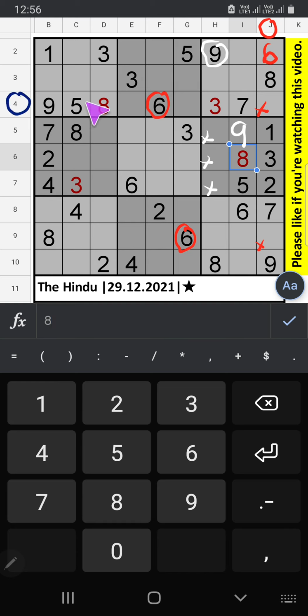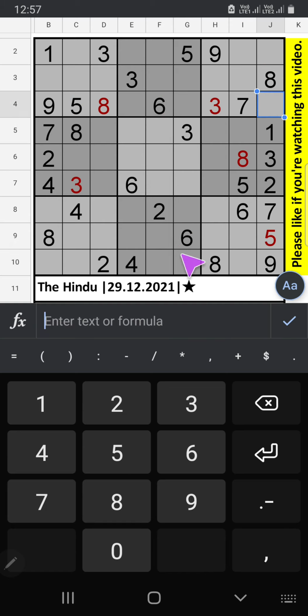Fourth row we have 4. We have 5 can't come this cell. Then 5 will be here. In J column only one number is remaining. Number 4 will be here. We completed column J.